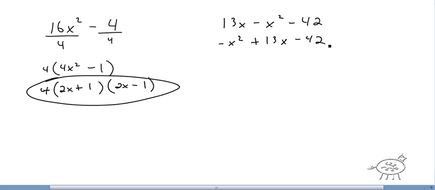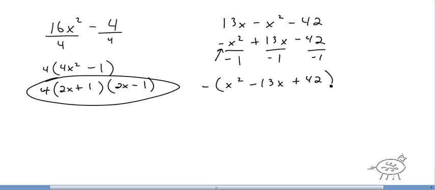Okay, what's the greatest common factor? Well, you can't have a negative here. So we're going to divide everything by negative 1. That's actually my only thing I can do. So I get negative, and then in parentheses I get x squared minus 13x plus 42. And then I see if I can factor that.